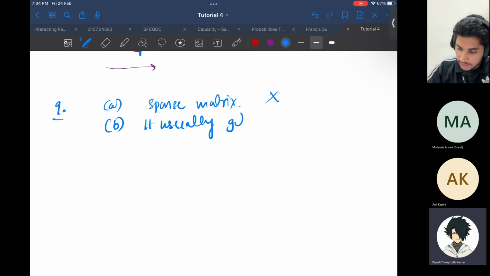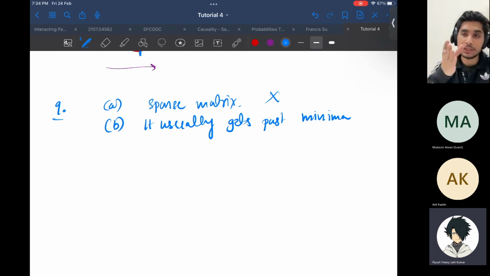It usually gets past minima. This is also not correct because AdaGrad updates your learning rate to be smaller and smaller as time progresses. So it cannot go beyond the minima. Even if it goes, this is not a disadvantage of it. It will come back. It won't happen that if it misses the minima, it won't come back to minima. It will come back to minima, but it is not a disadvantage of it. So this is also not a correct option.